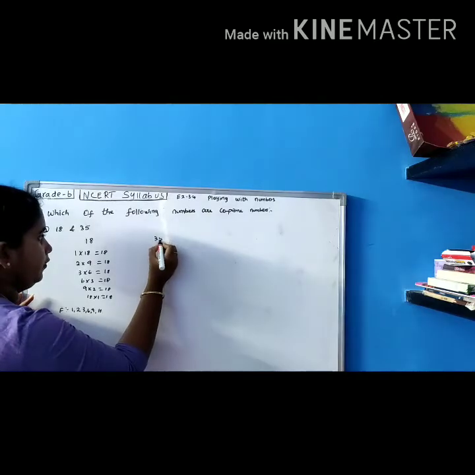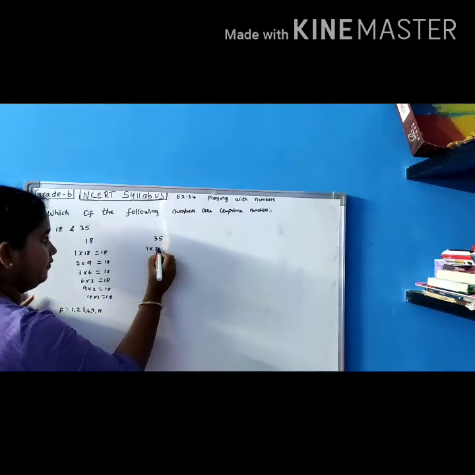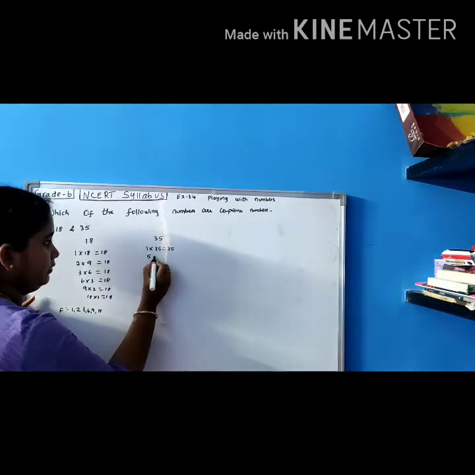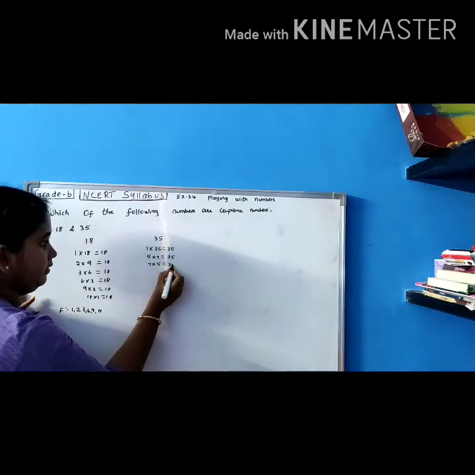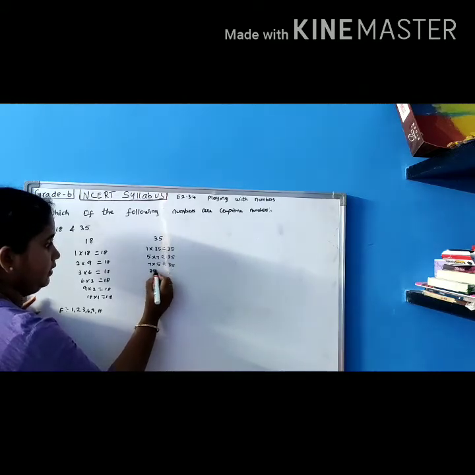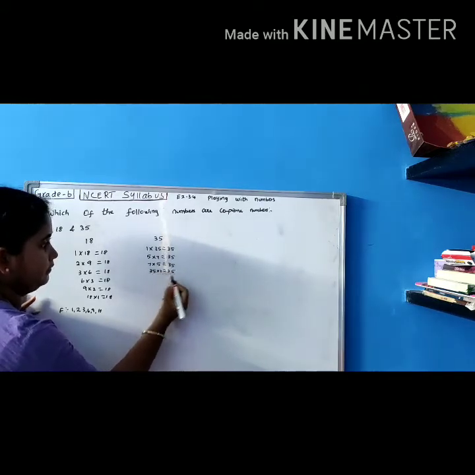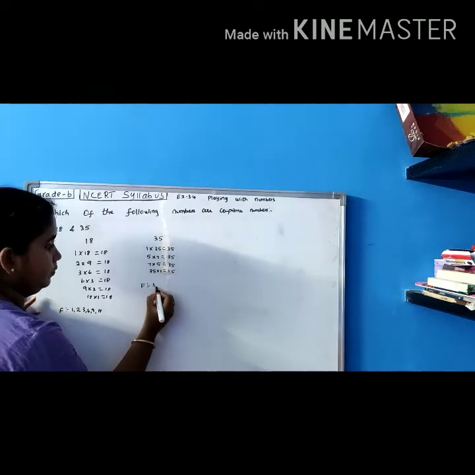Okay. Now I am going for 35. 1 into 35 equal to 35. 5 into 7 is 35. 7 into 5 is 35. Then 35 into 1 is 35. So factors are 1, 5, 7, 35.